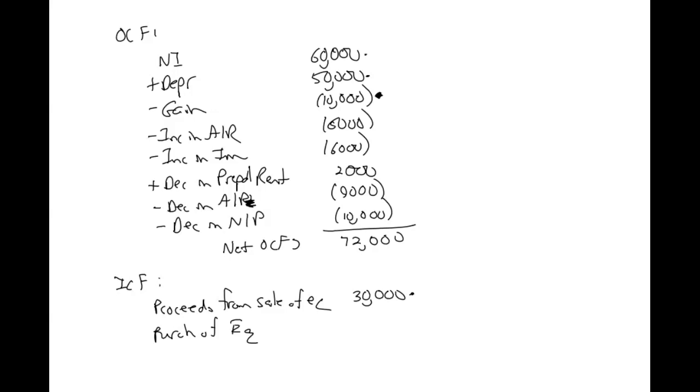Meaning it's not going to reoccur next year. I'm not going to sell this same piece of equipment next year. I've already sold it this year, so it's gone. So I'm taking it out of operating and putting it in investing. The purchase was 40,000, so that's a cash outflow. So we got our net investing cash flows of a negative 10,000. We said that a lot of times that will be negative, and that is fine.